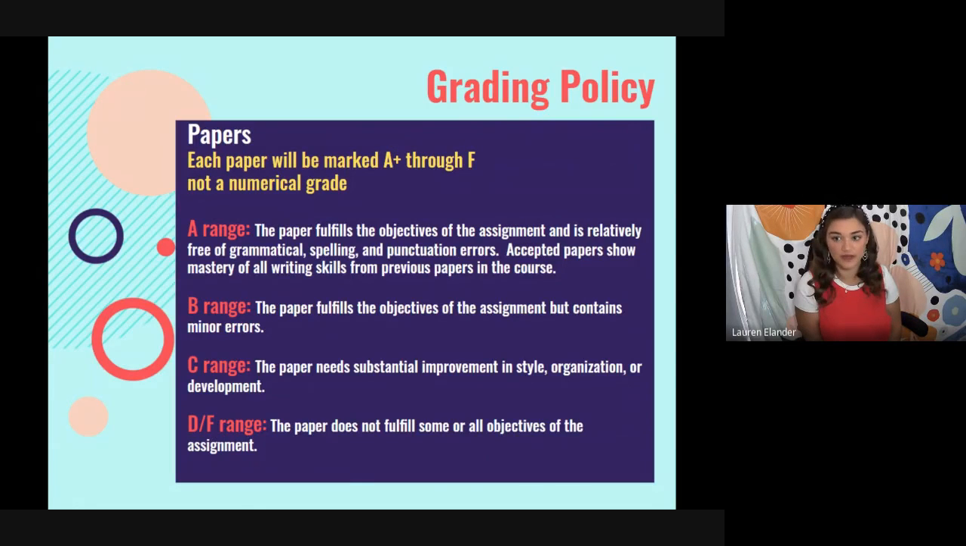So to follow that format, we write our papers usually in that same range. Sometimes we'll take off extra points just to show you where you're at, but for the most part, we have papers through A+ through F. An A range fulfills the objectives and the assignment and is relatively free of grammatical, spelling, and punctuation errors. Accepted papers show mastery of writing skills of previous papers in the course. While this is a very general outline, when we actually give the paper assignments, there will be very specific expectations for you to meet.